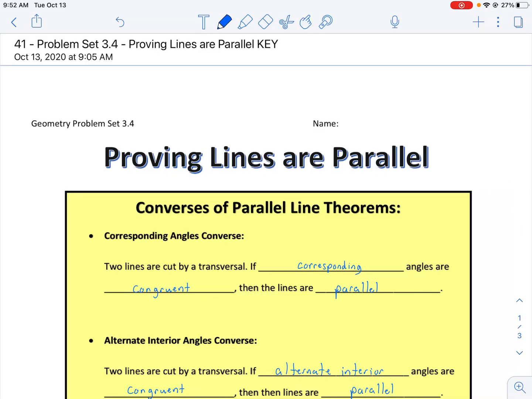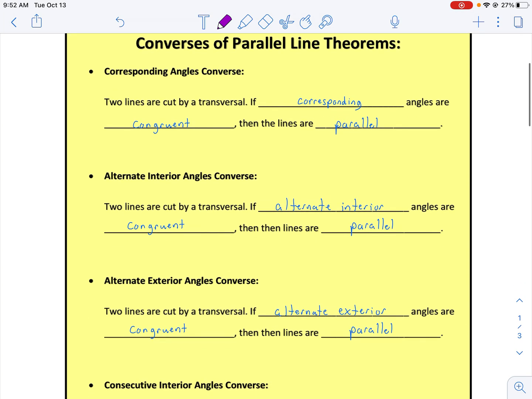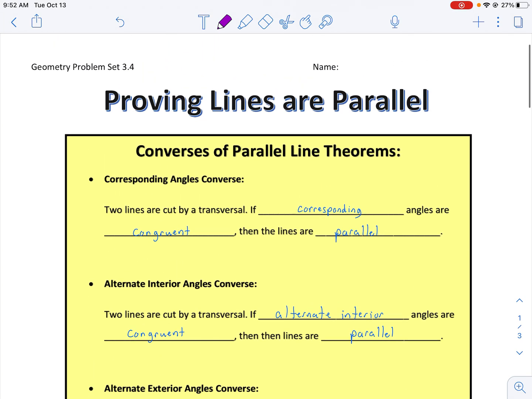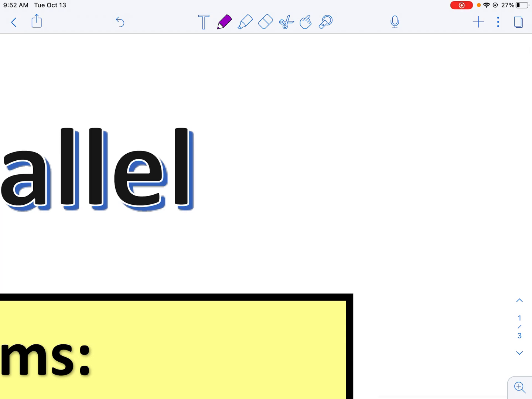Hey guys, welcome to problem set 3.4. We're going to do some more proofs here, but all we're looking at, and I've already filled this table out for you, is converses of our parallel lines theorems. So you know if two lines are cut by a transversal and the lines are parallel.